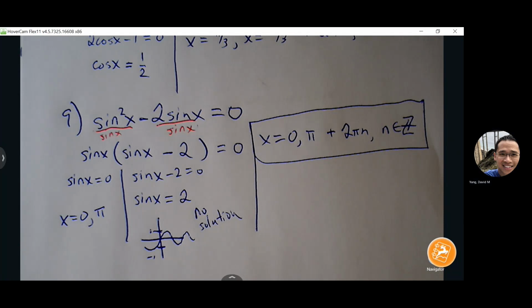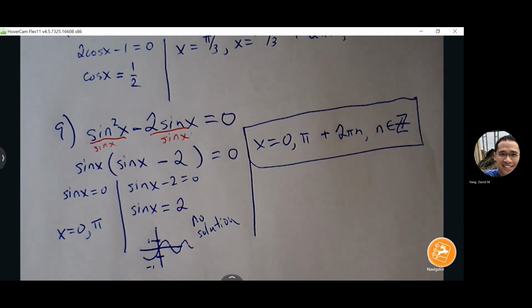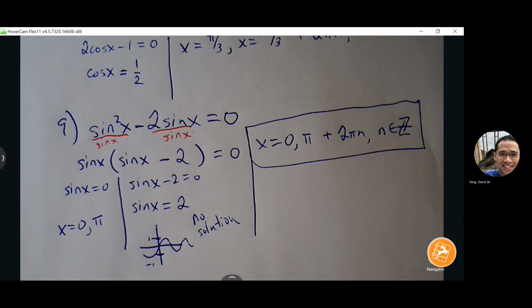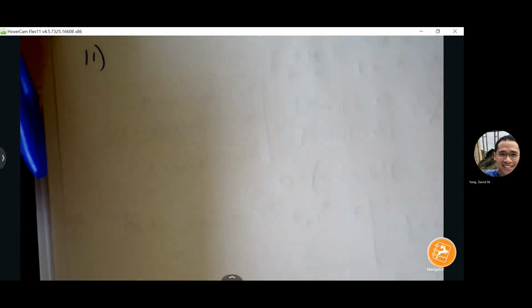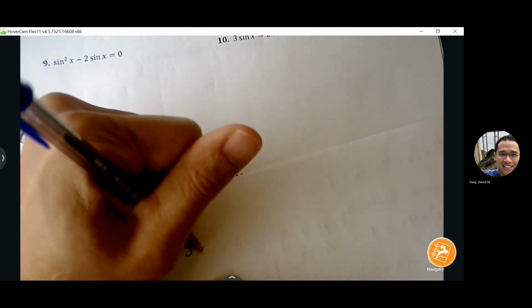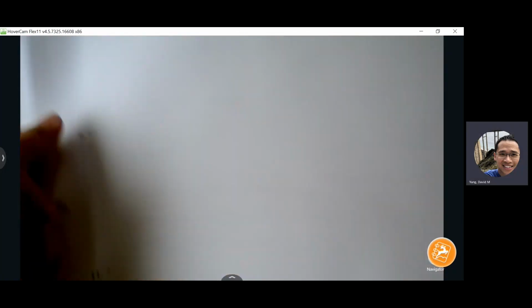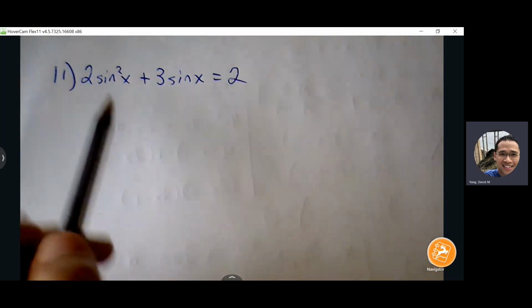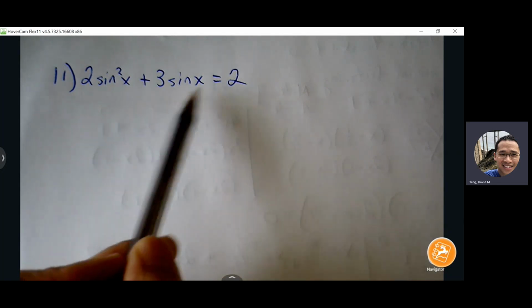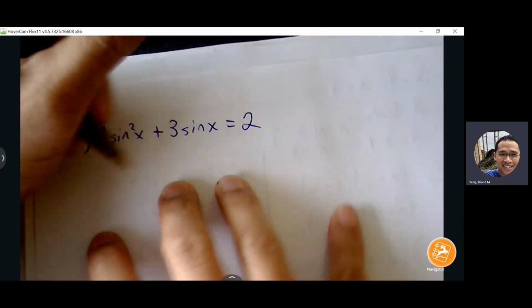Okay, number 11, another trinomial factoring. Everybody okay with 9? What would you do first? Yeah, we got to get that zero to show up. We see three different types of terms, right? Got that sine squared, you got that sine, you got that constant. It's going to be another trinomial factoring here.